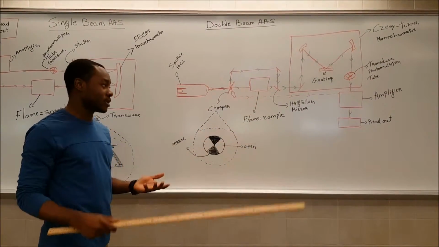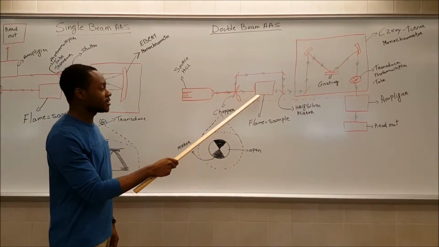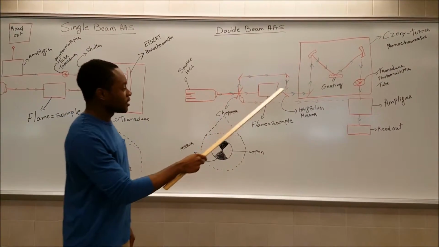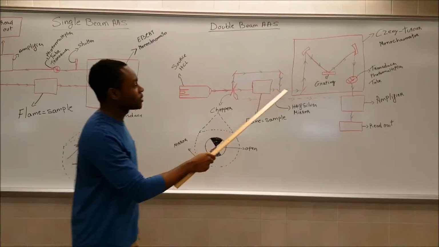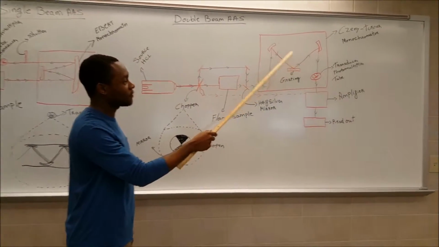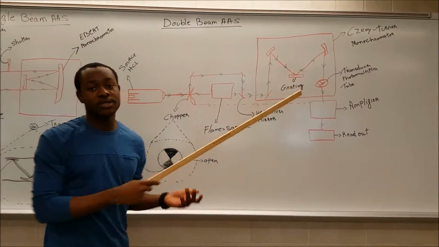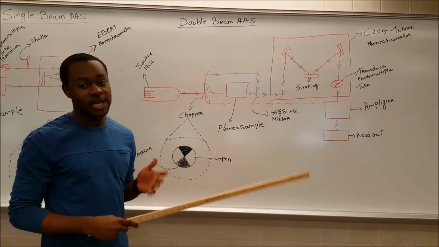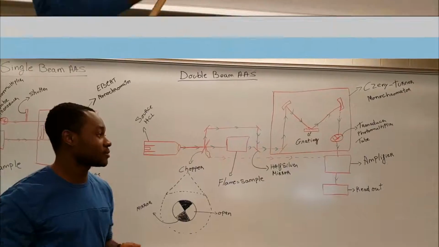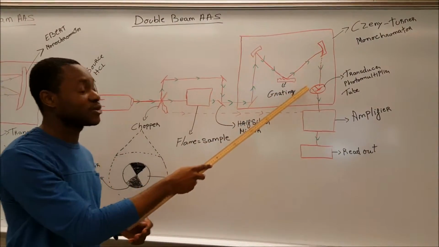The sample is evaporated, of course, and the light from the source detects that sample, which will then be converted into a particular wavelength by the Czerny-Turner monochromator, which is different from the single beam AAS, which has the Ebert monochromator. The light then reaches the photomultiplier tube.